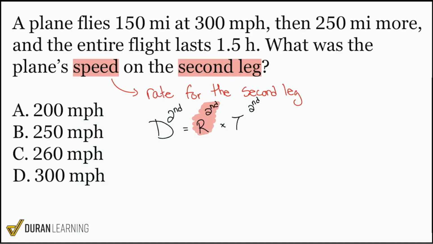Let's see what we have. A plane flies 150 miles at 300 miles an hour. Then 250 miles more. Okay, that's all they say about the second leg. 250 miles more. So that's my distance. I'm going to plug that in here. 250 miles. And then we have the rate that we're looking for.